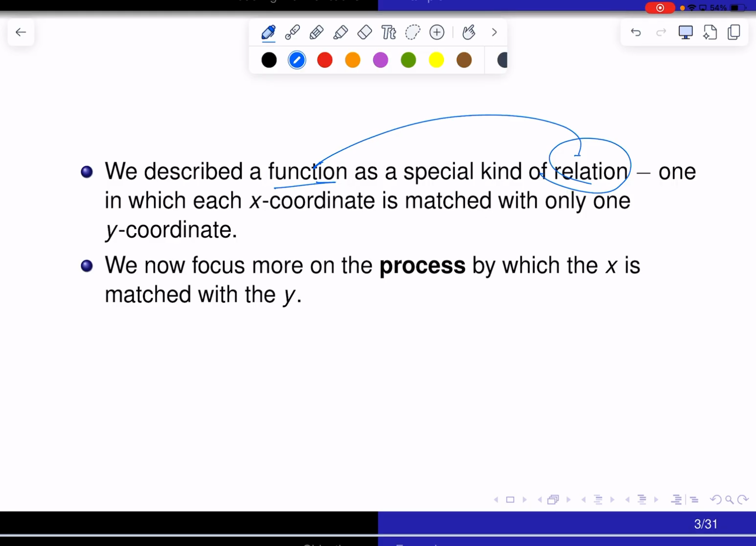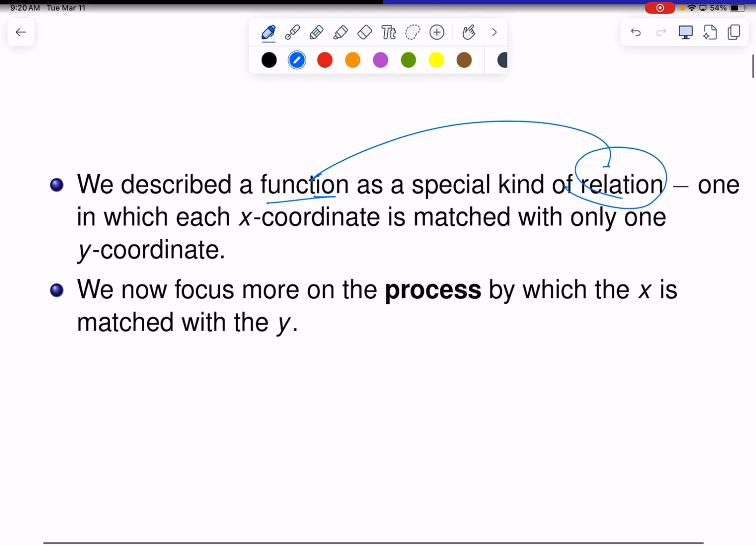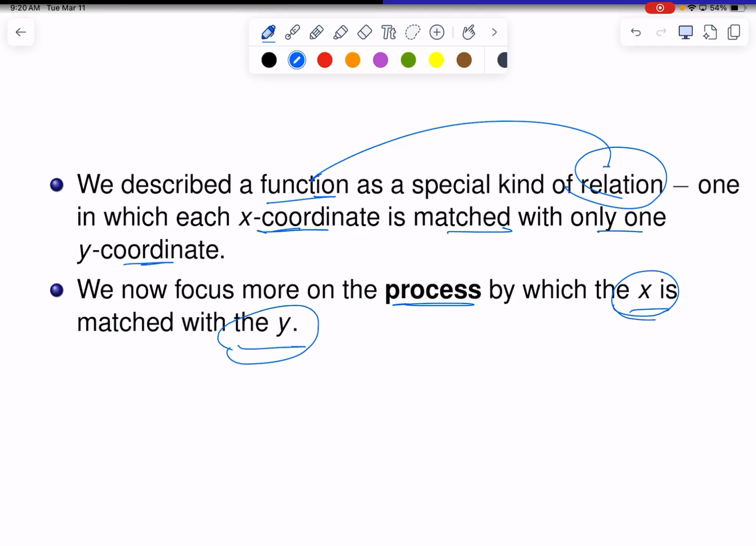Okay? Now, a special type of relationship, where Keithan wants to have a functional relationship, is when Keithan only has 1 date to the prom. Okay? If Keithan only has 1 date to the prom, the relationship will probably function. Which is one x matched up with only one y. Now we'll focus more on the process by which the x is matched with y. So I'm going to tell you how Keithan got a date, because I know we're all surprised.